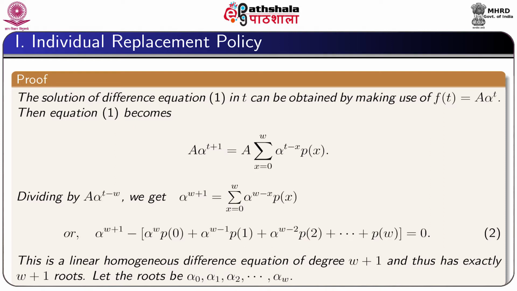and which gives alpha to the power w plus 1 minus alpha to the power w into p 0 plus alpha to the w minus 1 into p 1 plus dot dot dot plus p w, which is equal to 0. And obviously, this is a linear homogeneous difference equation of degree w plus 1, and thus it has exactly w plus 1 roots. Let the roots be alpha 0, alpha 1, alpha 2 up to alpha w.